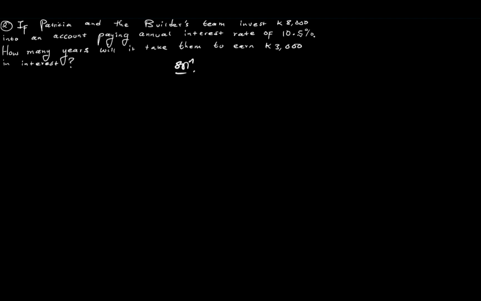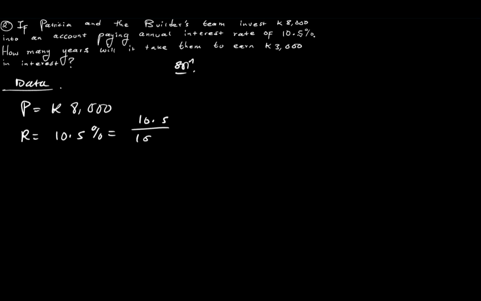Now, we've been told that Patricia and the builders team are investing 8,000. So in our data, we can understand to say that the principal amount is K8,000. And then the interest rate is basically 10.5%, which should be converted to a decimal. So 10.5 divided by 100, the percent cancelling out, we end up having 0.105. So that is the rate.